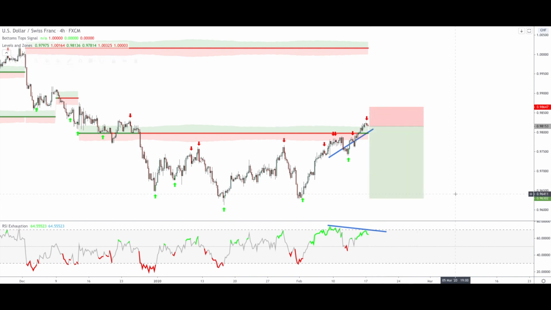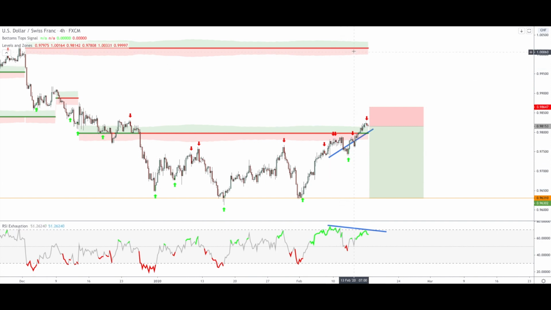So the target would be down here. Why? Because, as you can see, let me draw a line here. This level was tested at least twice, and even this one is a test of this level. So this level is not a major level like this one, which is drawn by the levels and zones, but it's a level which is somewhat respected. So this could be an indication of where to place the target.